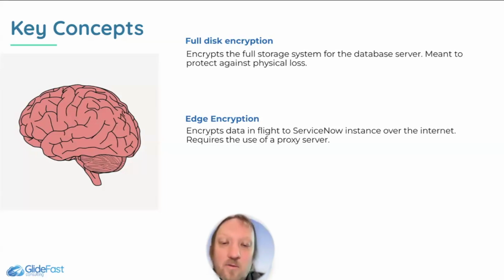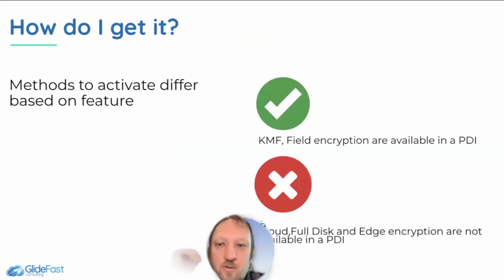There's a lot under the encryption umbrella here. So how do you get it? There are lots of different methods to activate depending on the feature. Some of them, like KMF, at least the core version of it, are available in your PDI. Same with field encryption, although you don't have some of the enterprise features. And then cloud, full disk, and edge encryption aren't available in a PDI.